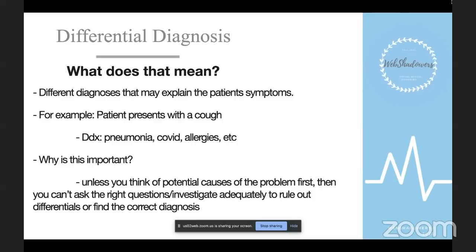So that's why it's really important, especially in family medicine, where the specialty is so large, and every single patient you see is completely different. It's not like a cardiologist, where predominantly most of the patients they see are cardiac related.